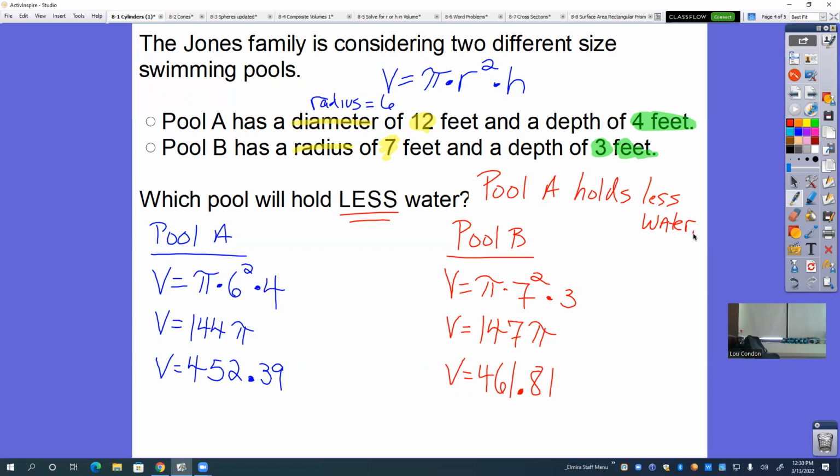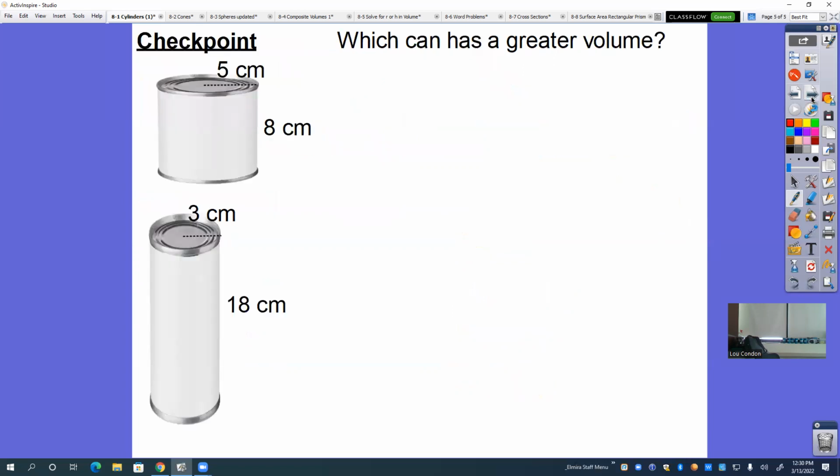Very good. One more time, our formula for finding the volume of a cylinder is V equals pi times the radius squared times the height of the cylinder. That brings us to the end of our first lesson for chapter 8, finding the volume of a cylinder. So go ahead and attempt the checkpoint. And as always, thank you for watching our videos, and we'll see you next time.